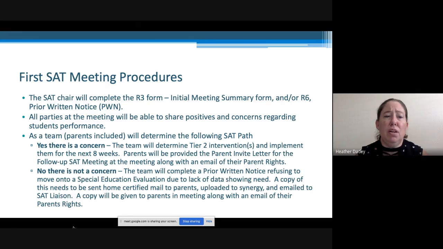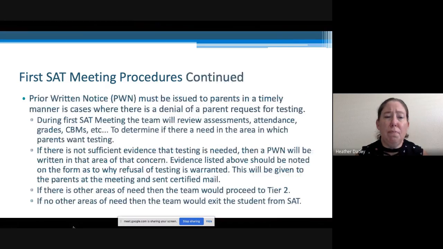So we're going to continue talking about the PWN. Prior written notice must be issued to parents in a timely manner in cases where there is a denial of parent request for testing. That is why it is very important during that very first SAT meeting that we are discussing if there is a need. The student can be referred by the parent in many areas of concern.